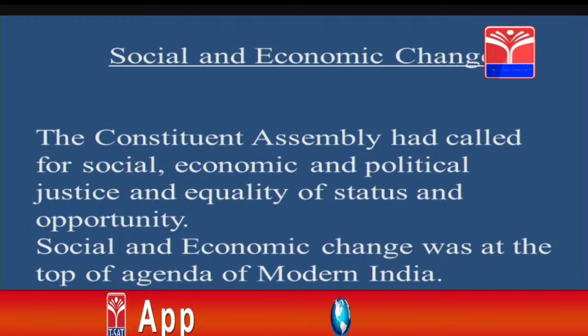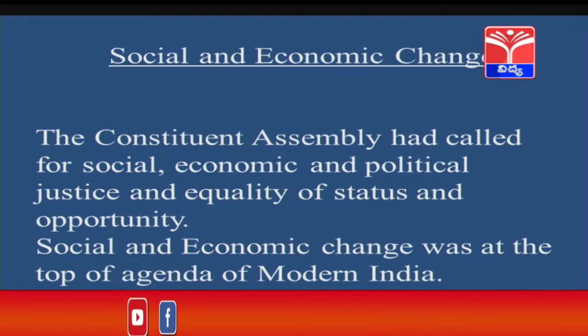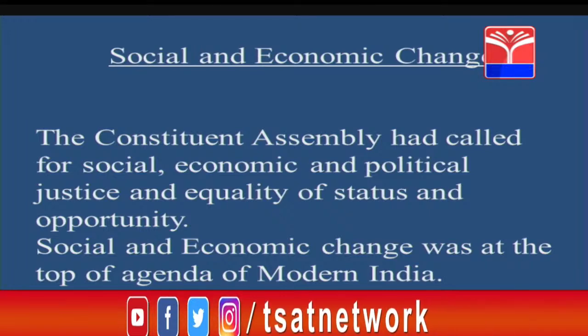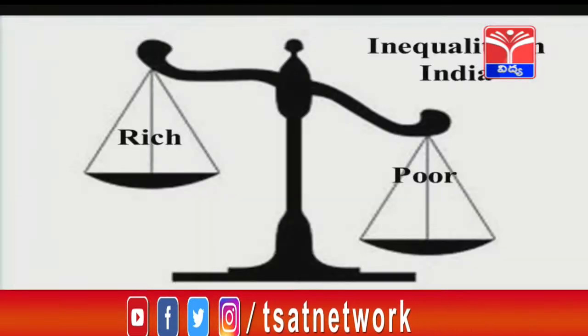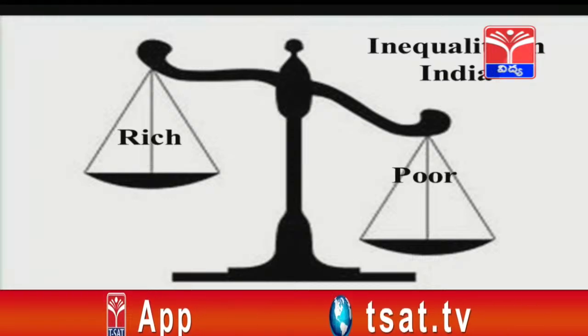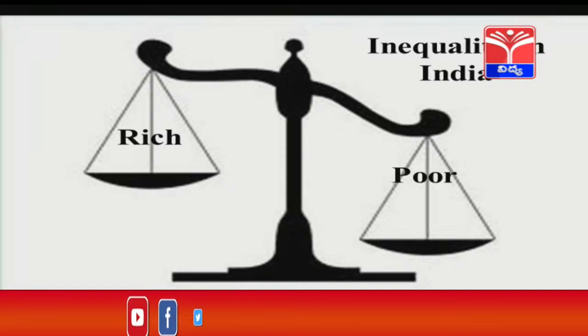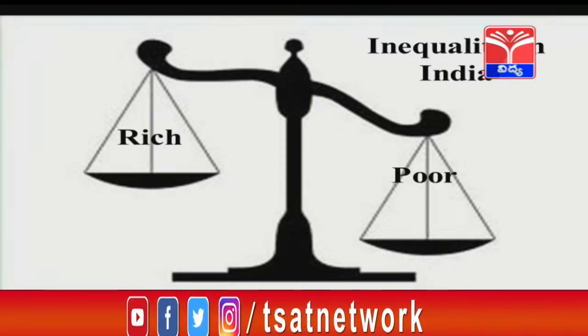The Constituent Assembly had called for social, economic and political justice and equality of status and opportunity. Social and economic change was at the top of the agenda of modern India. There was inequality in India. In order to create a balance, a lot of provisions had to be introduced, and in the next chapter we will be learning what methods have been introduced to make equality in India.